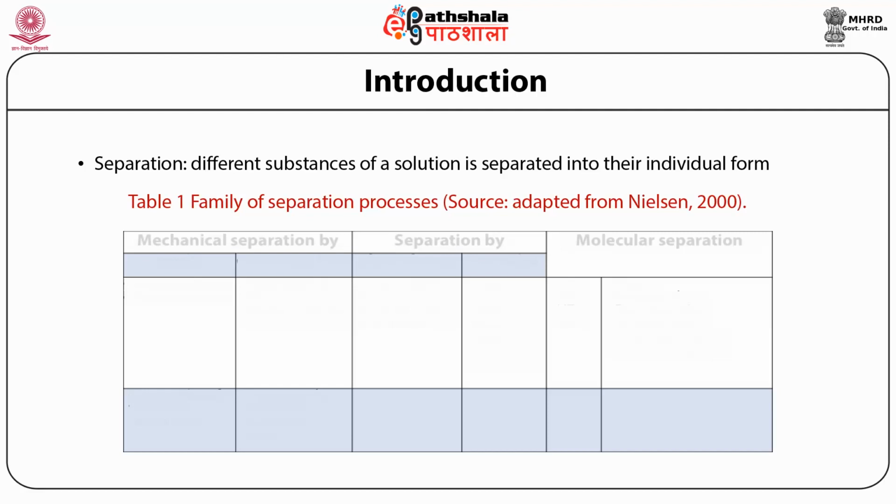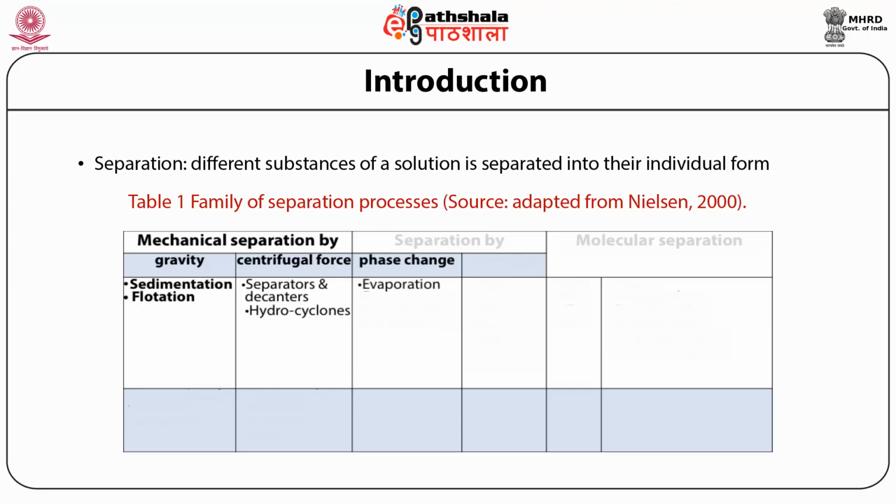in the left corner, the first is the mechanical separation by gravity. Under this, two types of separation are coming: sedimentation, so the sediment is taking place at the bottom, and another is flotation. Next is the mechanical separation by centrifugal force, like separators and decanters or hydrocyclones. Next is the separation by phase change, like evaporation, in which water is evaporating and the condensed solids are remaining. Drying is also a type of separation by phase change.